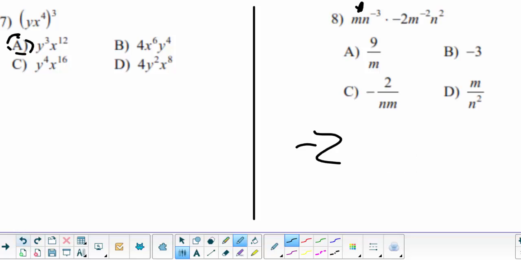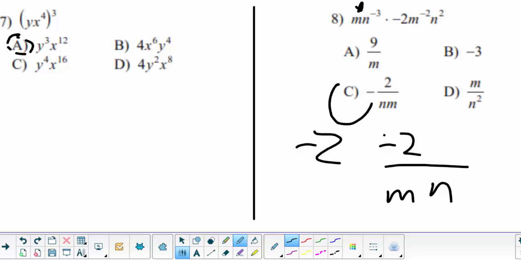Yes. So let's draw a fraction bar. The fraction bar should be underneath the negative 2. So put the negative 2 back up on top, please. All right. And now we have what? n's. Negative 3 plus 2 is what? It would be negative 1. So that means our n goes where? Down here. Very good. So it'd be negative 2 over m times n. So C.